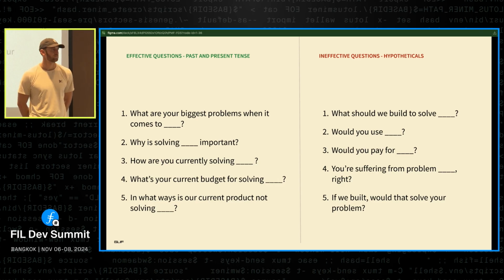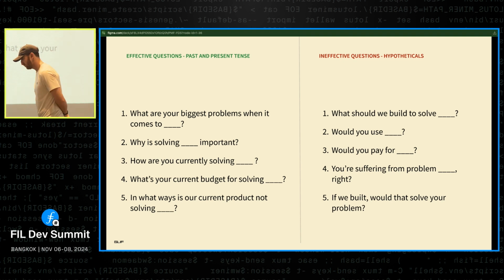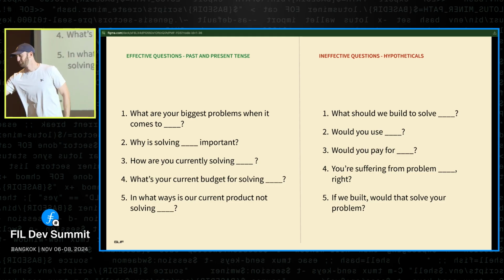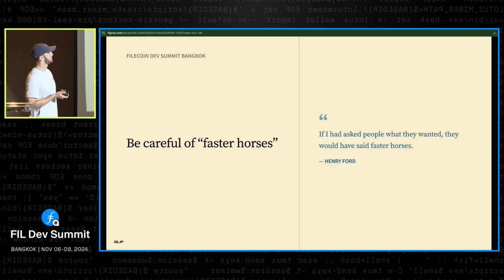And there's a classic thing around the Model T, right? Ford said, if I asked what people wanted, they would have told me a faster horse, not a car. And so it's up to us to figure out what they actually want, the problem they actually have, and how to solve it.